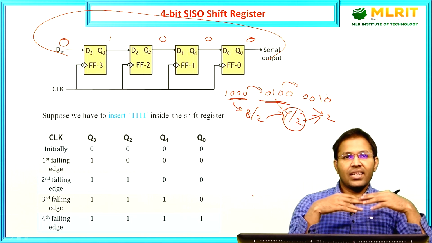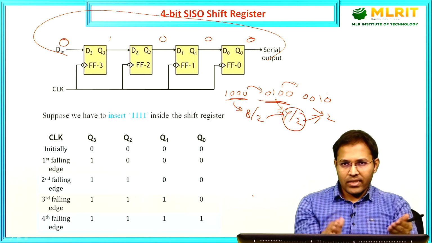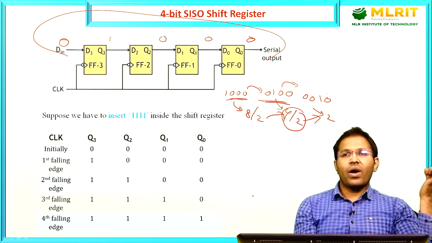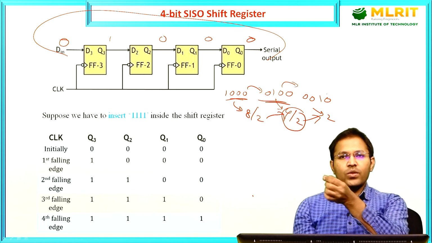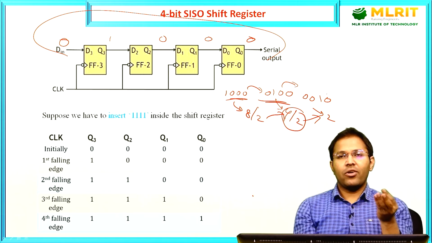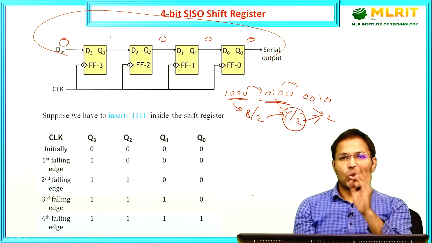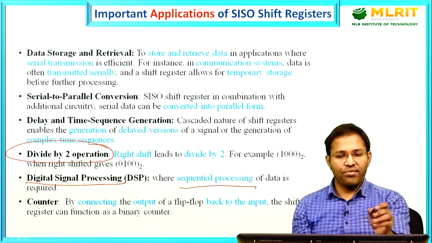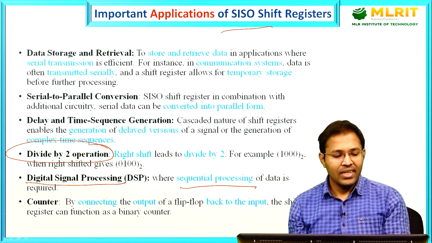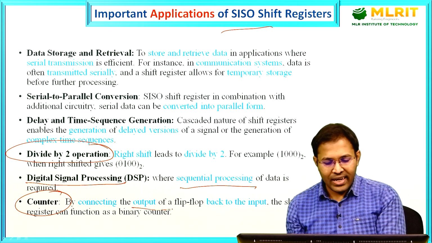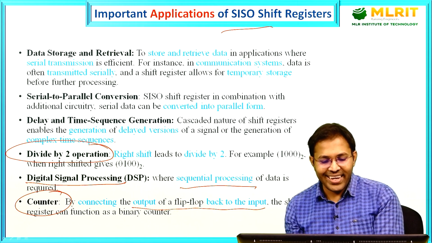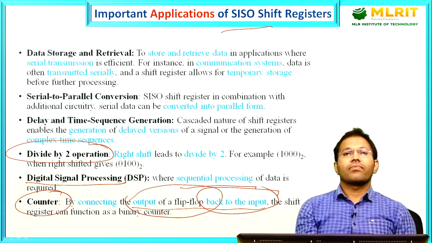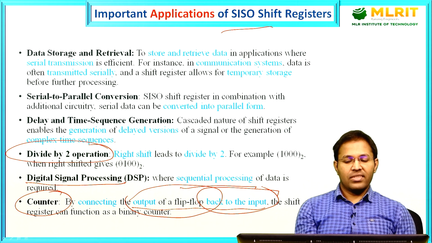In such a case, the SISO shift register will keep on running its own sequence. For example, if I run such a sequence 0, 1, 2, 3, 0, 1, 2, 3, what am I doing? I am counting from 0 to 3. So, an important application of your SISO shift register is counter, and we can develop it by connecting the output back to the input. So, these are the applications of your SISO shift register.